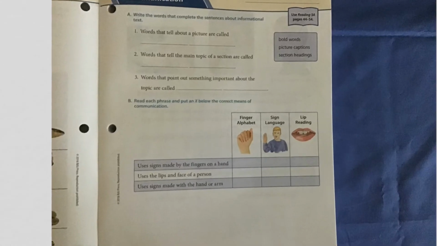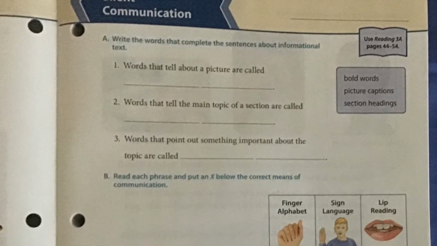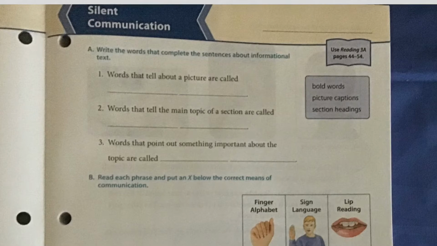No worries. All right, guys, so section A, I'm going to zoom in here a little bit. Notice over here, these are the words, your word bank: bold words, picture captions, section headings. Now, we talked about this in school about a week ago. It's an informational text, the story we read. And you'll find this in all of the stories we read. They're going to have certain words that are bold. Some have picture captions, and then different sections of the story have a topic heading at the top.